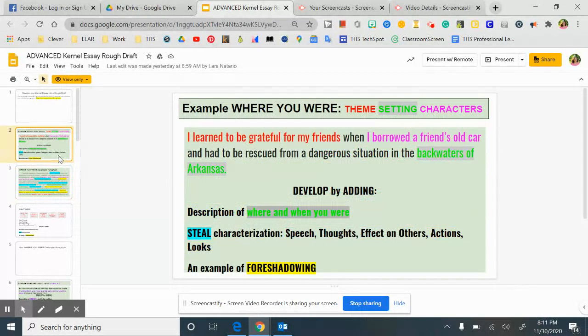Okay, so I'm just going to go back to the first example slide to remind us that throughout this slide deck, it's very important for you guys to pay attention to the colors, because in the examples, the highlighted colors are going to reveal to you where Miss Notario added in pieces and give you ideas on where you can add in pieces too. So red represented theme, green represented setting, pink represented characters, blue represented the characterization, the development of the character, and then yellow represented foreshadowing.